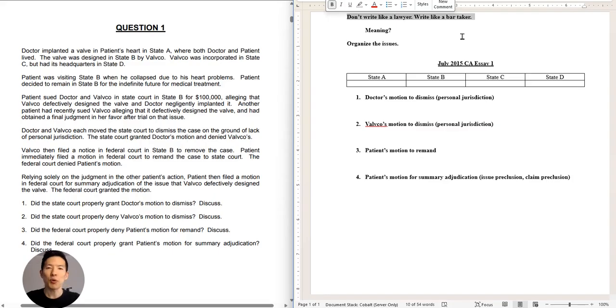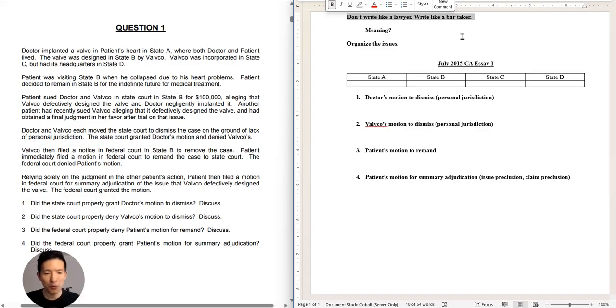So this is a more mechanical process. You're not writing for a corporation. You're not writing for a client. It is an objective look at the situation given to you. So in this case, usually the issues are the most important. And if you can organize the issues, then you are pretty much halfway home free. So don't write like a lawyer necessarily, write like a bar taker.